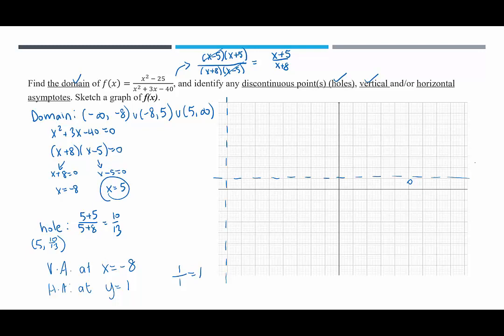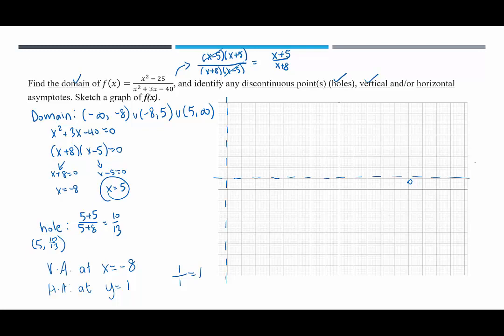vertical asymptote. Now we do have that hole all the way over there that's going to help us, but we still want to see where this graph is located around the vertical asymptote x = -8. Because as we get closer and closer to -8, it's going to be going either way up to positive infinity on the y-axis or way down to negative infinity on the y-axis. We want to get a sense of which one it's actually going to be doing.